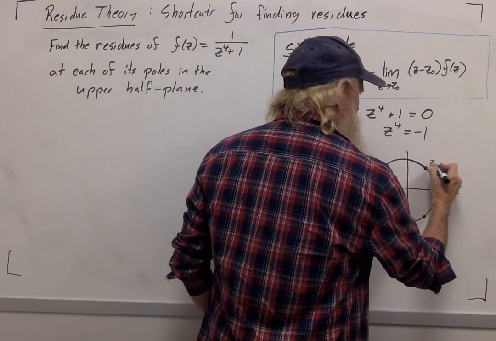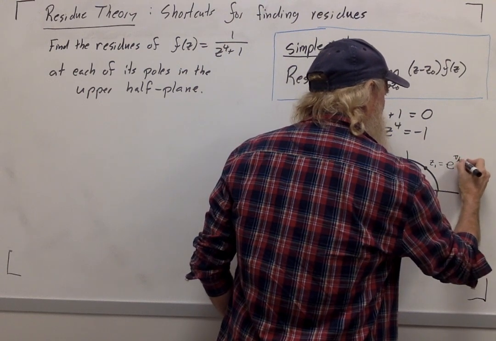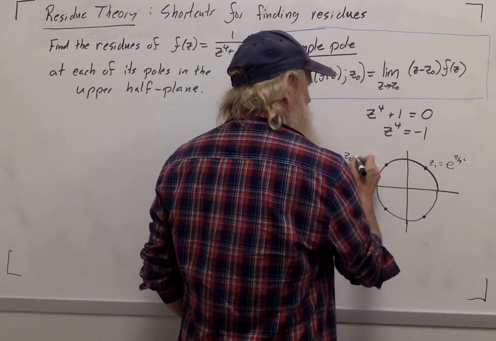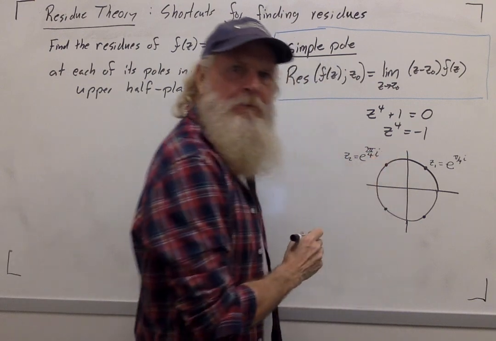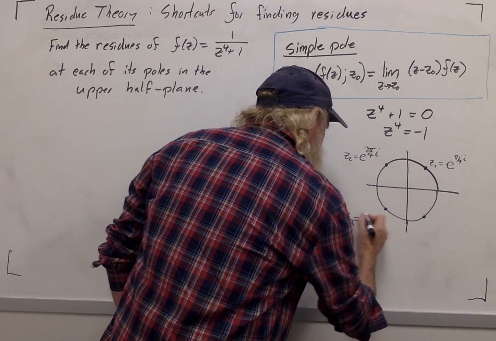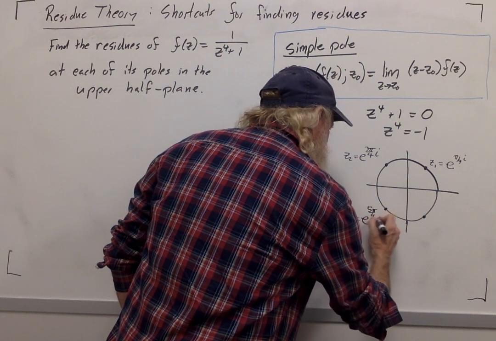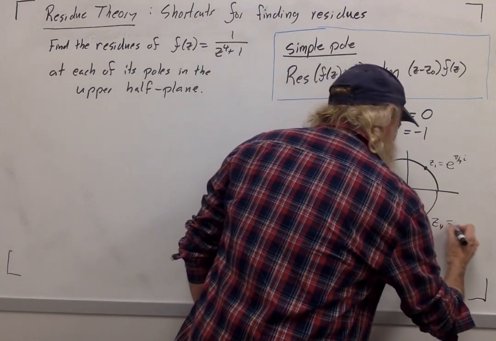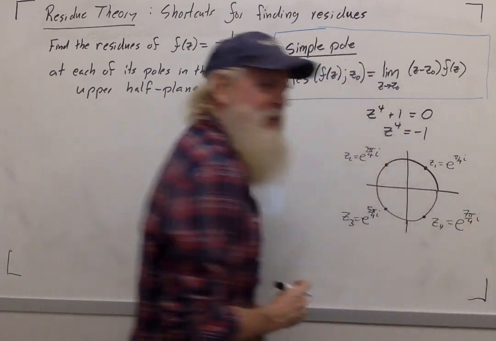The solution in the first quadrant was e to the pi over 4 times i. In the second quadrant, we had e to the 3 pi over 4 times i. In the third quadrant, e to the 5 pi over 4 times i. And in the fourth quadrant, e to the 7 pi over 4 times i.